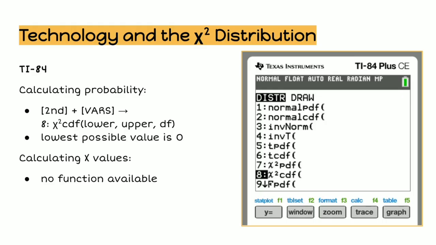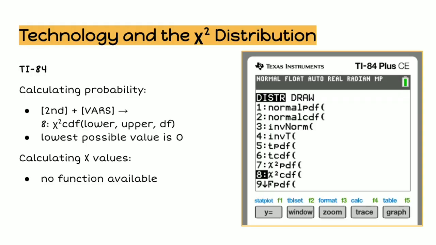It turns out that we can calculate probability and x values for the chi-square distribution just like we've been doing for z and t. On your TI-84 calculator, we can calculate probability for the chi-square distribution, meaning I can find p-values manually if I need to, by using the chi-square CDF function.